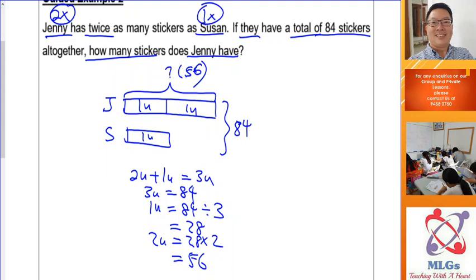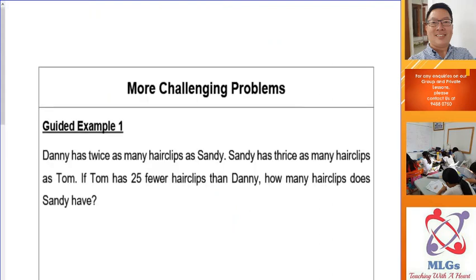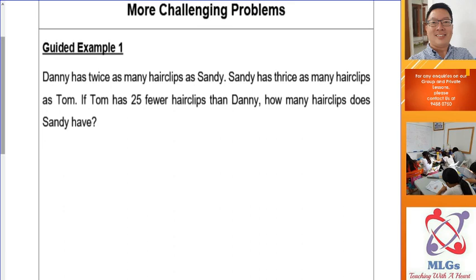Okay, now let's look at a practice problem. Let's look at another guided example. We have one more guided example, and this time it gets more challenging. So let's look at example 1. Danny has twice as many hair clips as Sandy, so it means that Danny has 2 times, and Sandy has 1 time. And Sandy has twice as many hair clips as Tom. So Sandy has 3 times, because the word twice tells you 3 times. And Tom, the second person, is always 1 time.